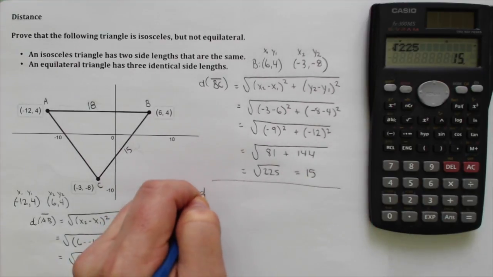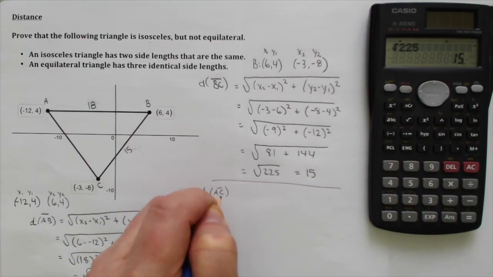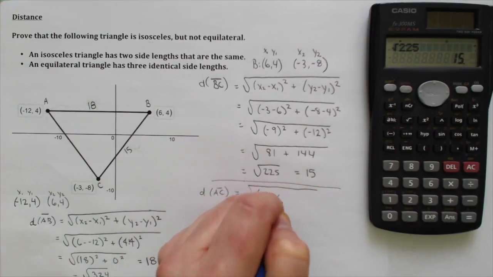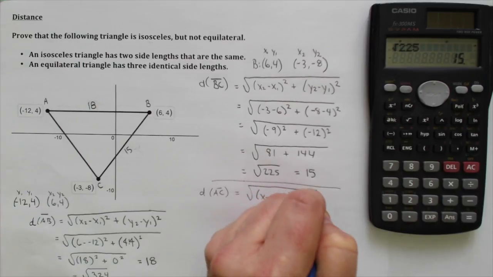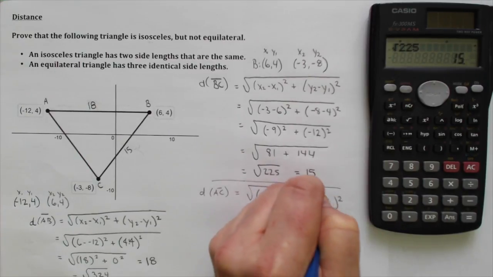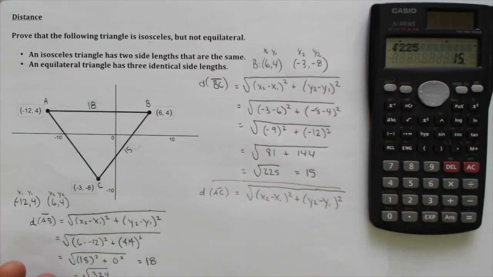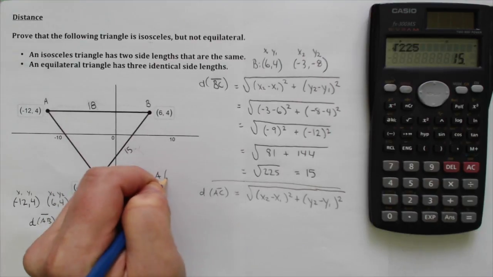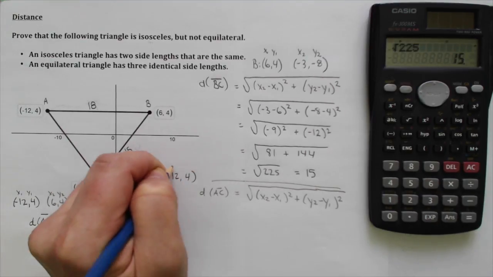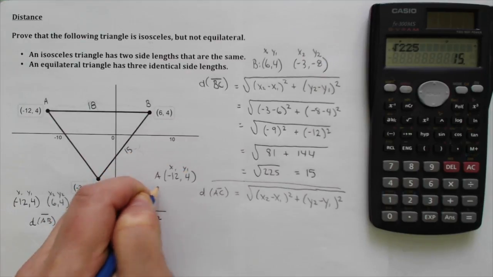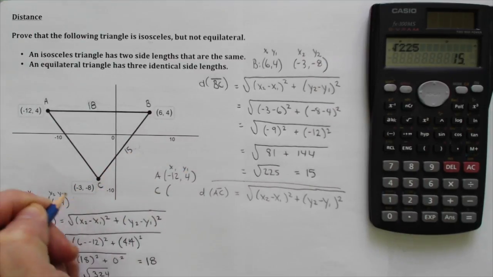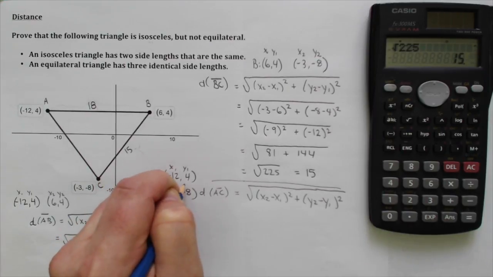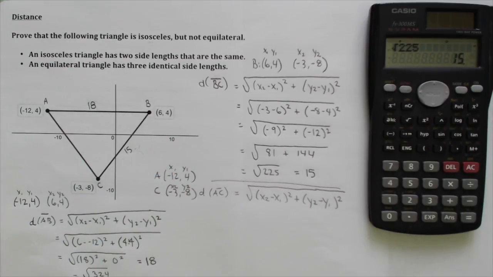So the distance from A to C will be equal to the square root of, same thing, x2 minus x1 squared plus y2 minus y1, also all squared. Again, it's a handy thing to label your points. So I'll call A negative 12, 4, and I'll call that my x1, y1. And for my C, negative 3, negative 8, I'll call that my x2 and y2. Again, it's just a way of staying organized.